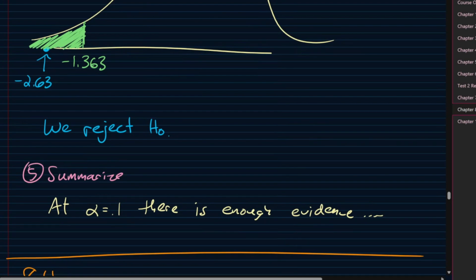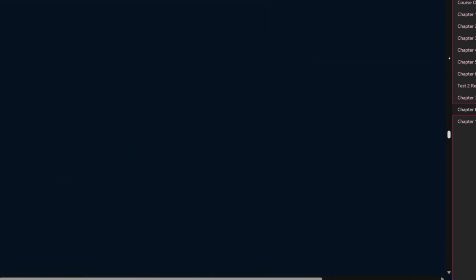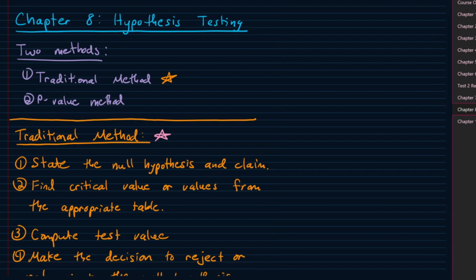And then we come to chapter 8. And what's chapter 8 about? Well, this is hypothesis testing. So hypothesis tests are a very, very rigid, formal way of talking about a statistical study.